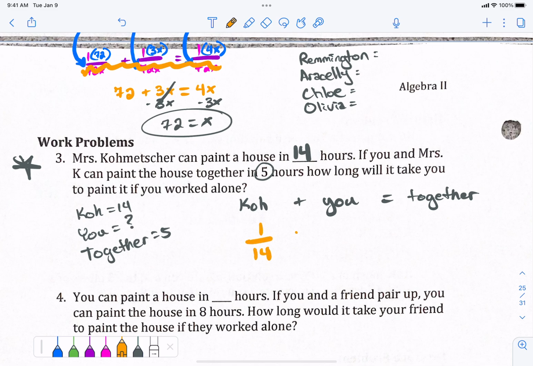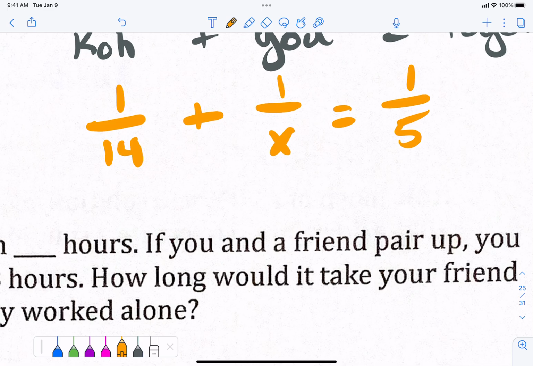1/14, right? Plus, we don't know what you are, so you are 1 over x. We're going to assume we don't know what your number is yet. Together, we can paint it in 1/5, 1 over 5. Okay, that's the rate. Now we find a common denominator for 14, x and 5. What should our common denominator be?